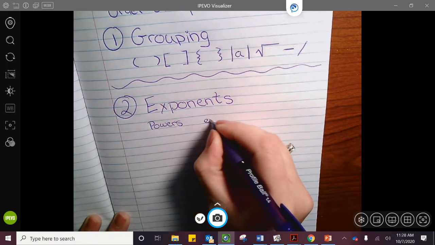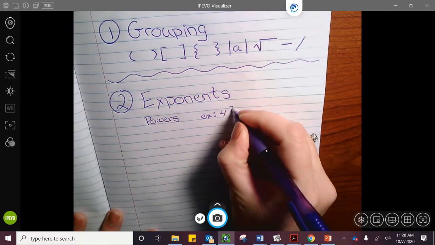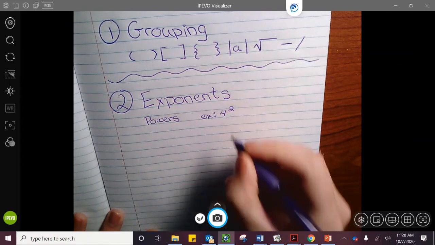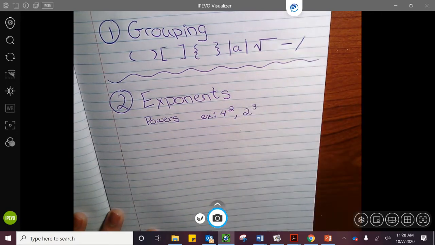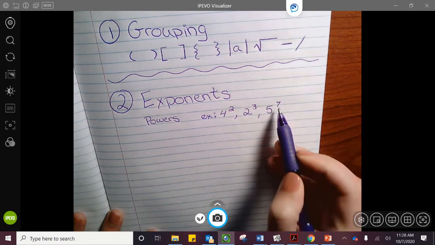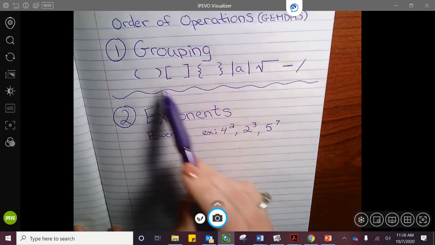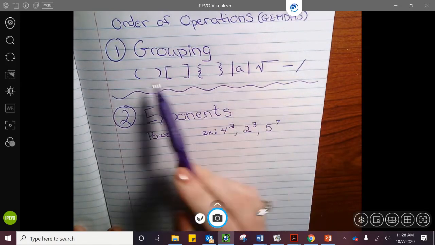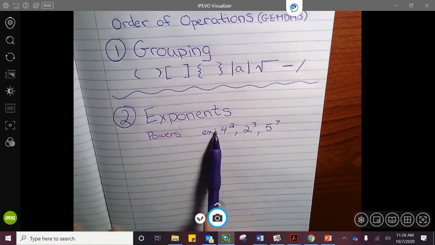So those would include, I'm just going to include some examples here. Like 4 squared, that's an exponent, right? 2 cubed, that 3 is the exponent. You can have something like 5 to the 7th power. That 7 would be the exponent. So the first thing with order of operations we would do is take care of any grouping, right? Anything that's in any of these symbols, we would solve first. And then we would look at taking care of exponents. So that's the second step.